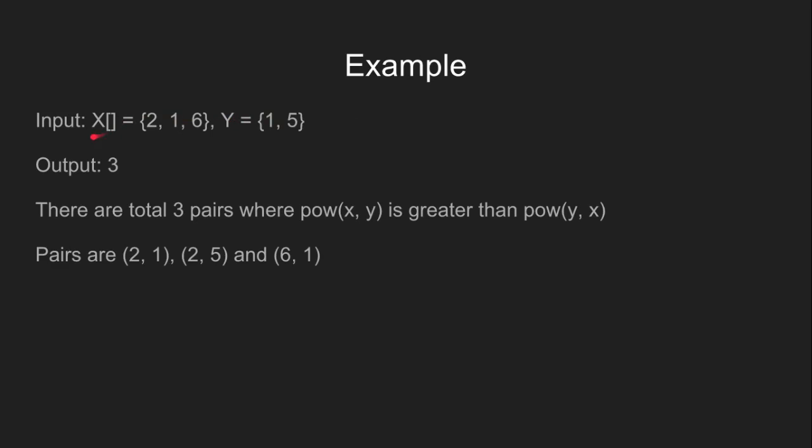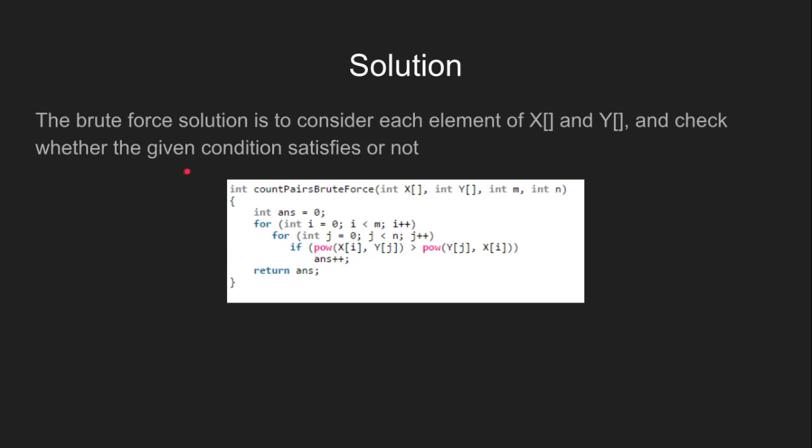Let's look at an example where array x is this and array y is this. So for this input, the output is 3. The pairs for which this condition is applicable are 2, 1, 2, 5 and 6, 1. The brute force solution is to consider each element of array x and array y and check whether the given condition is satisfied or not. Here's the implementation of this problem in C++.